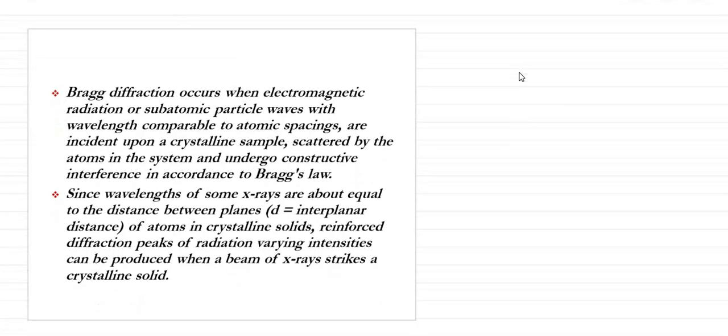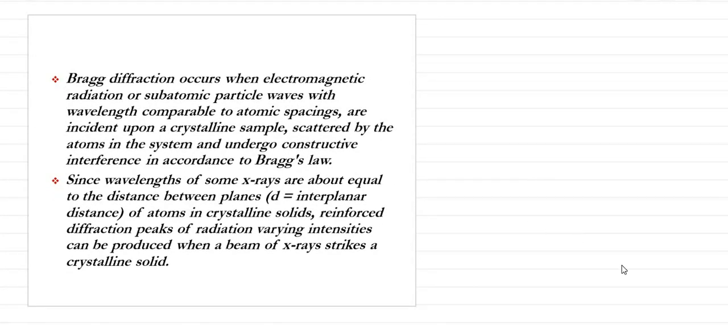Bragg diffraction occurs when electromagnetic radiations or subatomic particle waves have a wavelength comparable to the atomic spacing.